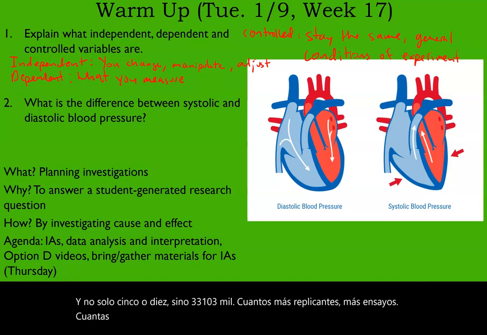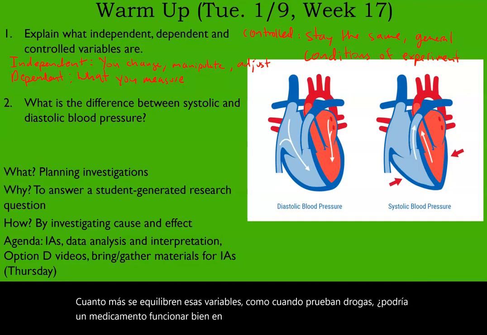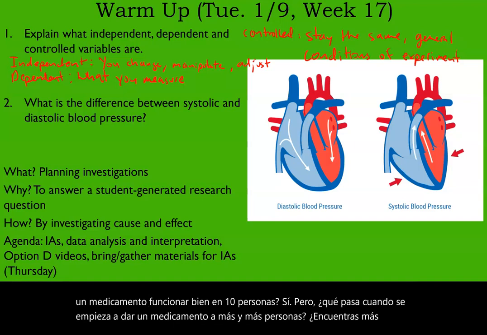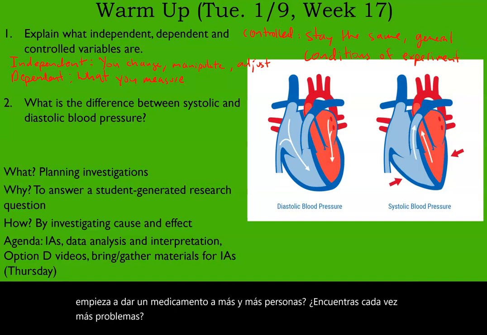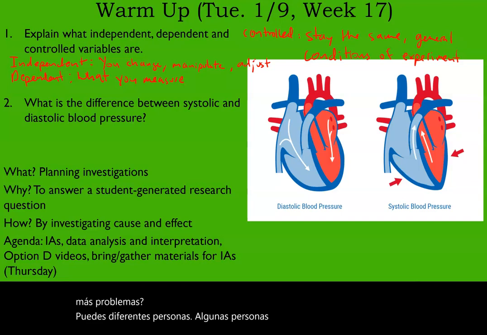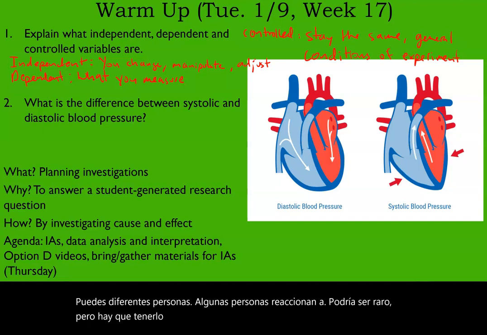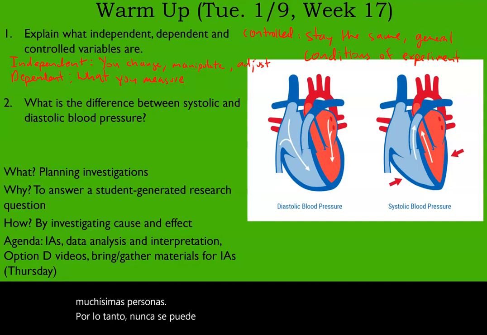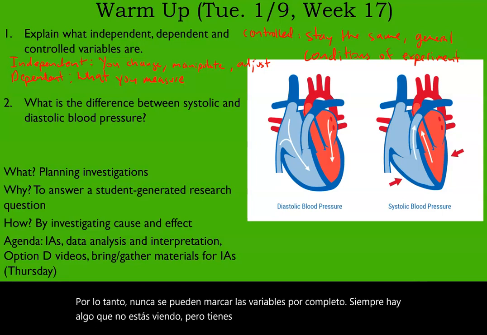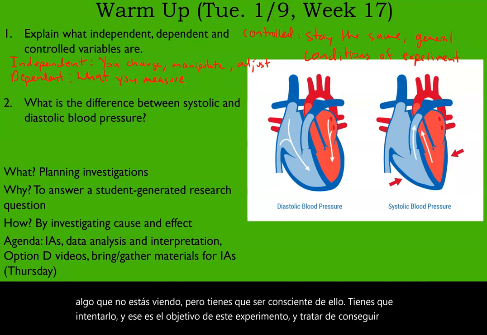Like when they test drugs, could a drug work fine on 10 people? Yeah. But what happens when you start to give a drug to more and more people? Do you find more and more problems? You can. Different people, some people react to it. Could be rare, but you've got to be aware of that. That's why they want to test on lots and lots of people. So you can't ever get the variables completely dialed in. There's always something you're not seeing, but you've got to be aware of it. You've got to try, and that's the point of this experiment. And try to get as many replicants as you can.